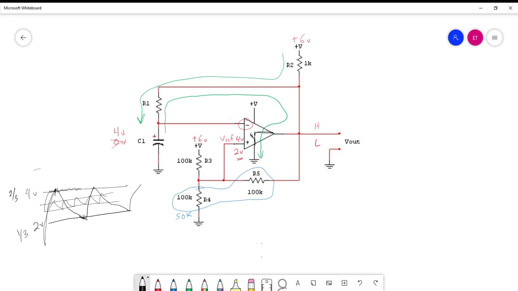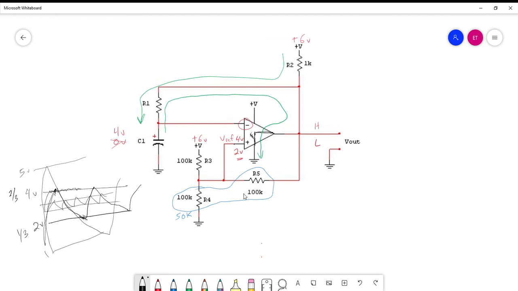Or if I spread the hysteresis wider, a wider gap between those voltages, if I went to 5 volts and 1 volt, it just takes longer for the cap to get all the way up to there and then all the way back down to here. So this frequency would slow down.